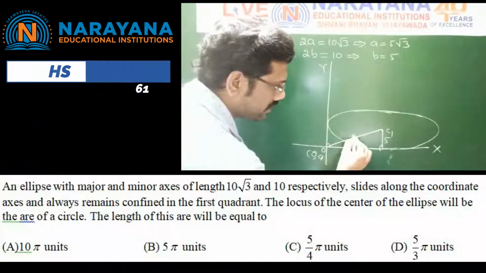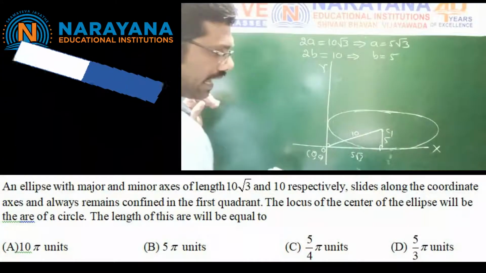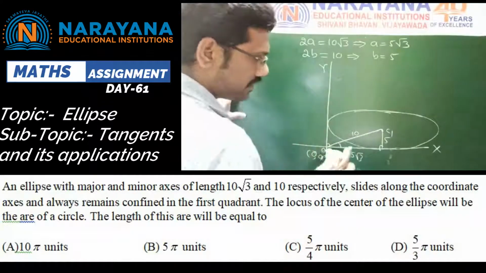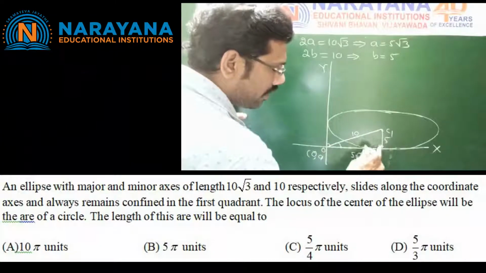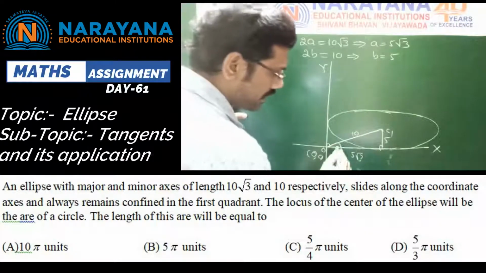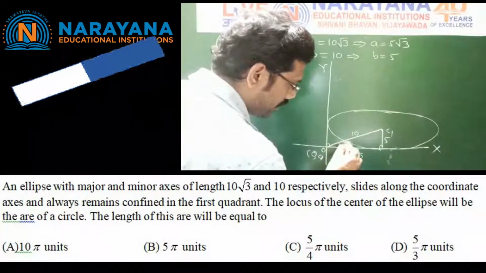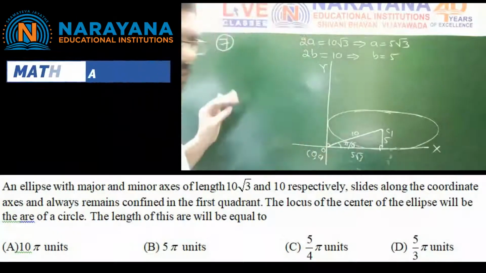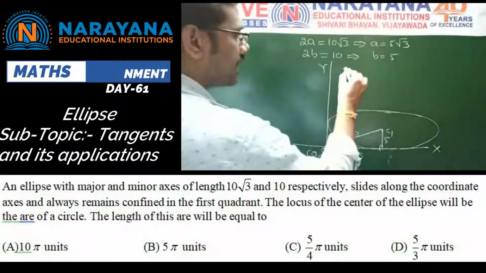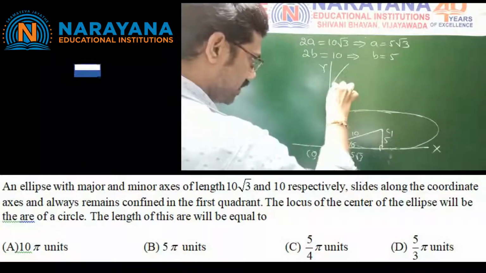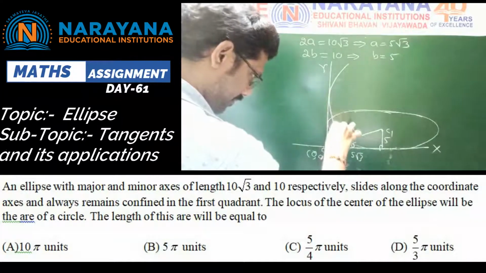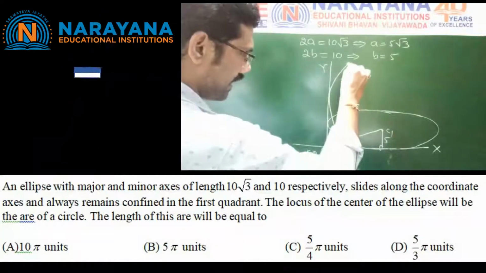The length of OC1 is equal to 10. What about the angle? Tan theta is equal to 5 by 5 root 3, which is equal to 1 by root 3. Theta is equal to 30 degrees, that is, pi by 6. Pi by 6 is the angle. Take another ellipse. This is the second ellipse.